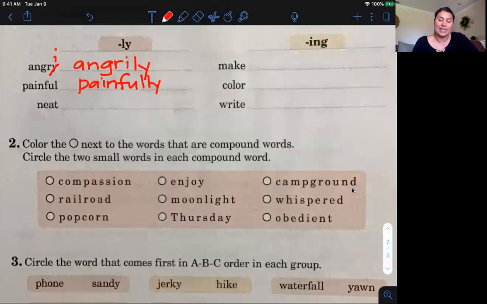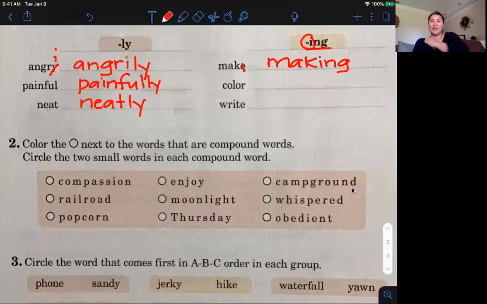And the next one, neatly. Oh, we don't change anything in the word. We just add ly, neatly. Very good. Okay, remember, when we're talking about adding any type of suffix that starts with a vowel, you drop the E before adding your suffix, okay? So making would be make, take away the E, add ing. All right, coloring, you don't have to drop or change anything. You're just gonna add the suffix to the word. Coloring.